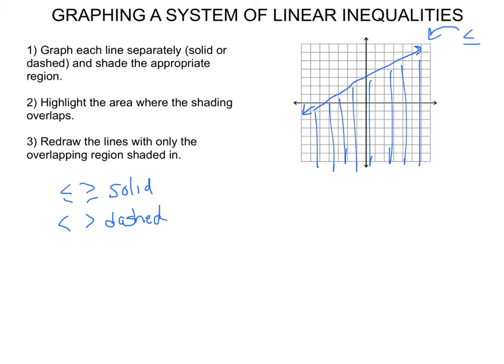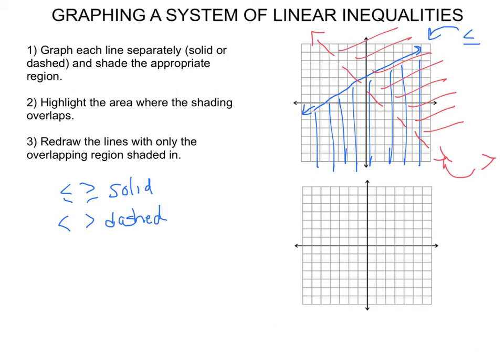Now let's say our second line looks like this. So let's say we have some dashed line going down here, and we're going to shade everything above it. Again, because it's above it and because it's a dashed line, we know this will have had to have been a greater than sign. But the point here is that we really only care about the region here, this triangle, where we can see that the different shadings overlap.